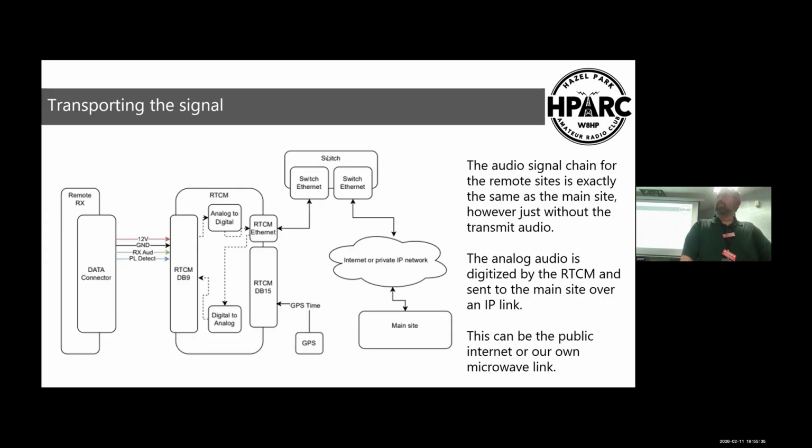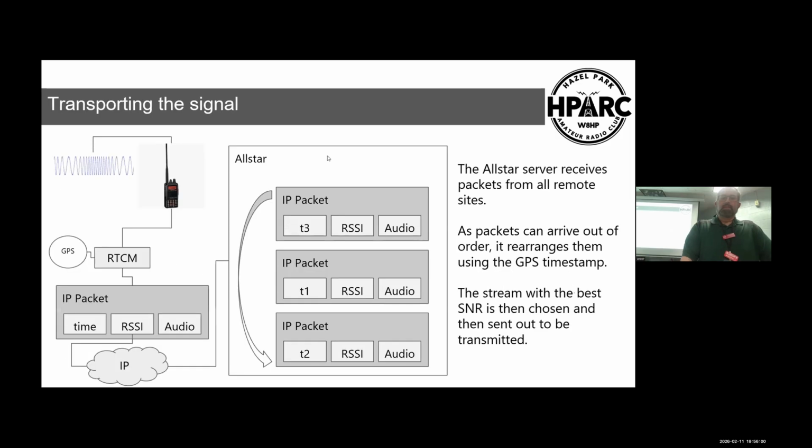So this is transporting the signal at each of our remote sites. You can see the diagram is almost exactly the same as it was for the repeater site. The only difference is this is receive only, so there's no audio output going out of the RTCM to the radio. It's just coming in from the remote receiver to the RTCM, out to the internet or whatever IP network we're using, and over to the main site. So this is a diagram of how it works in general or in practice.